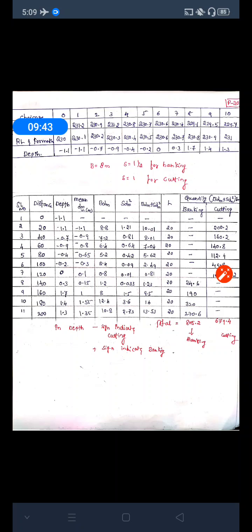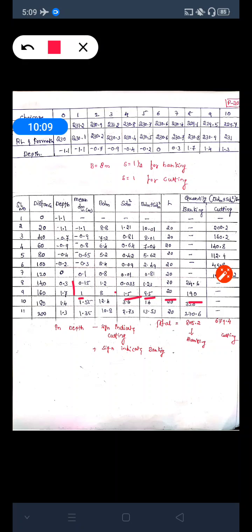Similarly, for station number 8, the depth is 1.7. So 1.7 plus 0.3, that is 2, and 2 divided by 2 equals 1. Then I multiplied by 8, and I got 8 meters, that is b dm equals 8. Then s dm square, here S equals 1.5 and dm equals 1, so I got 1.5 only. After adding this, I got 9.5. Then I multiplied the total area by 20, and I got 190.